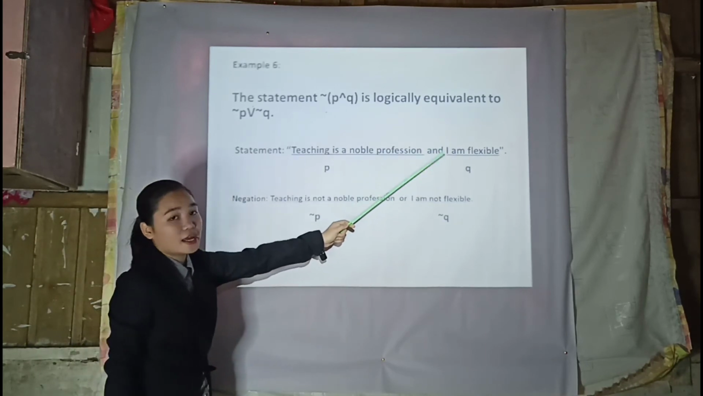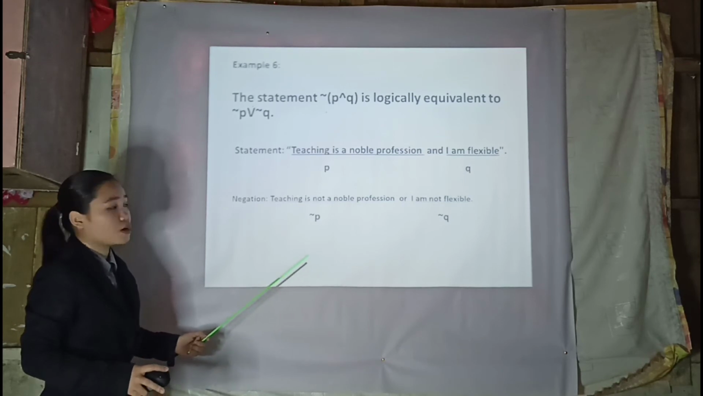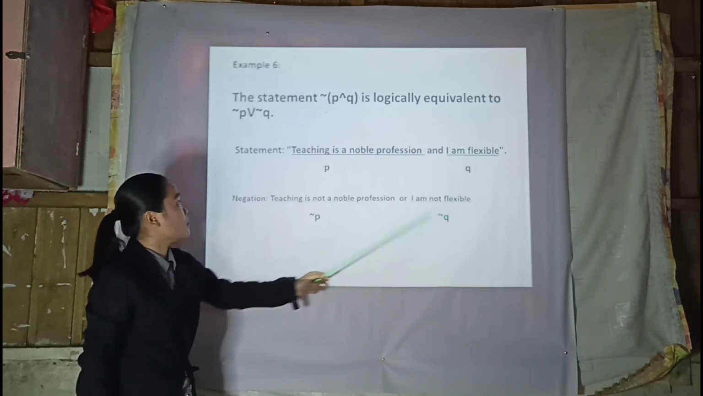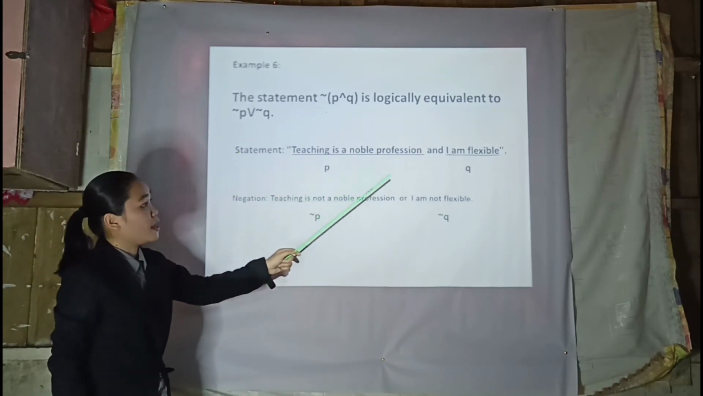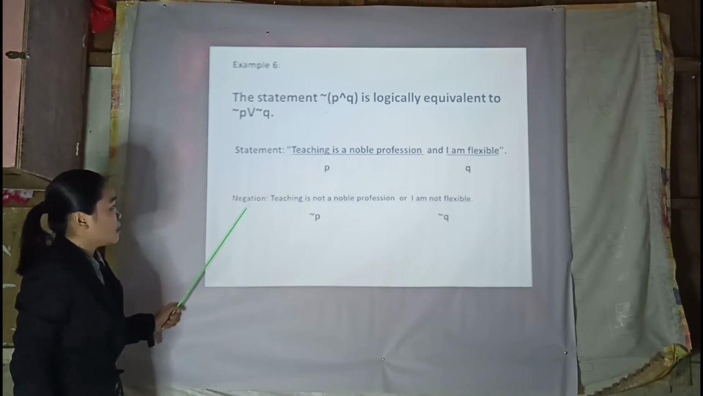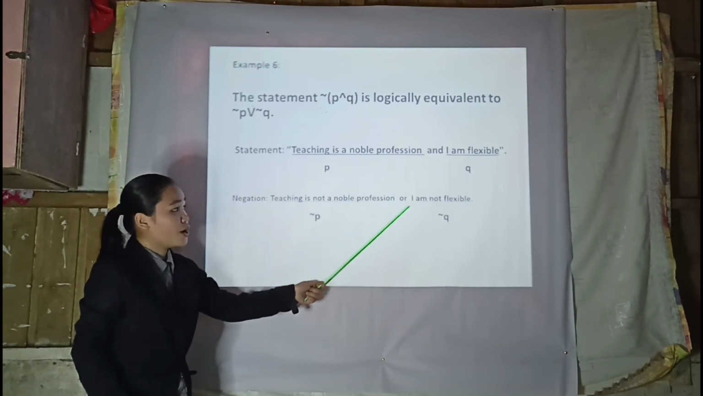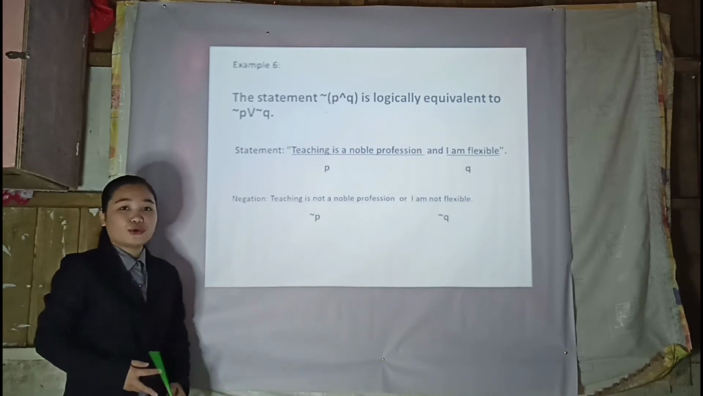From the words I am flexible, in the negation, if we apply the rules for logic of De Morgan, it becomes I am not flexible. So from this statement, teaching is a noble profession and I am flexible, it becomes teaching is not a noble profession or I am not flexible. So, do you understand?